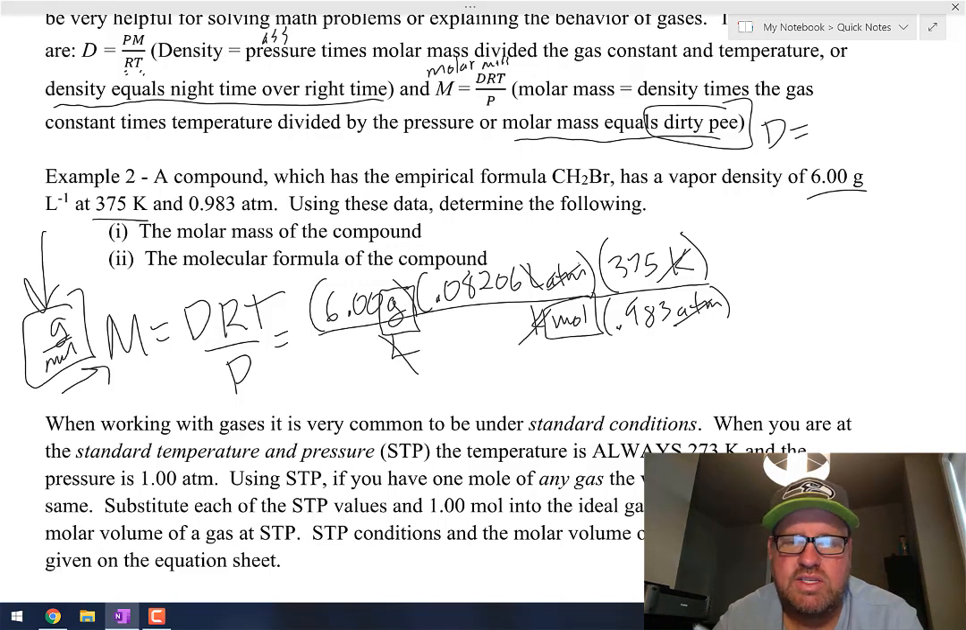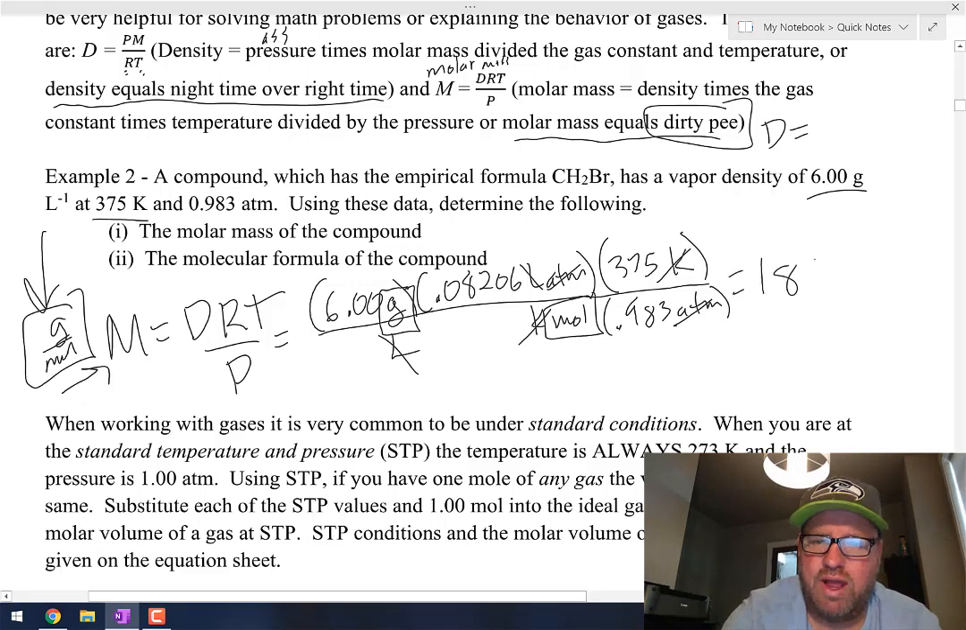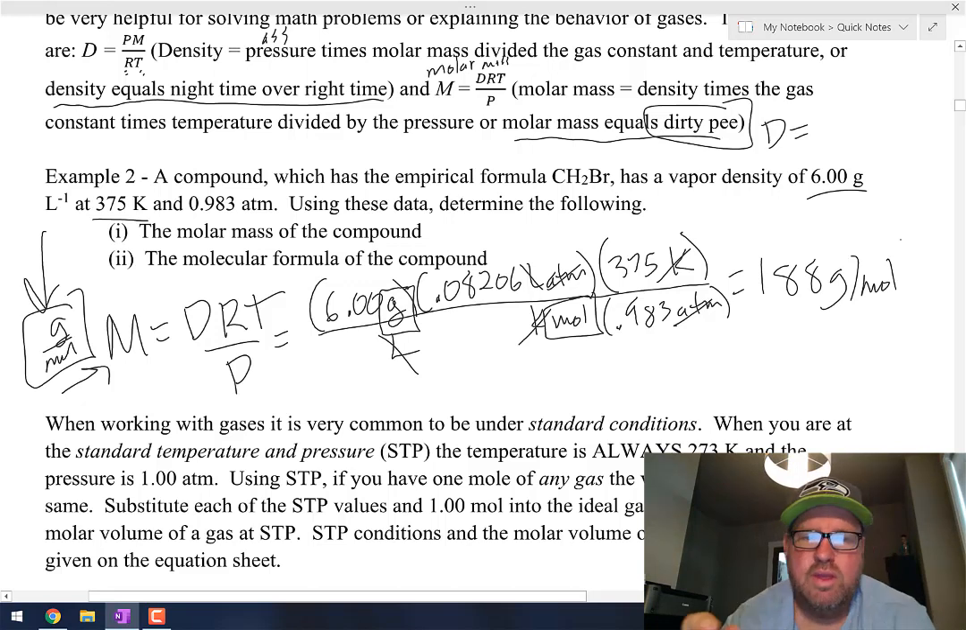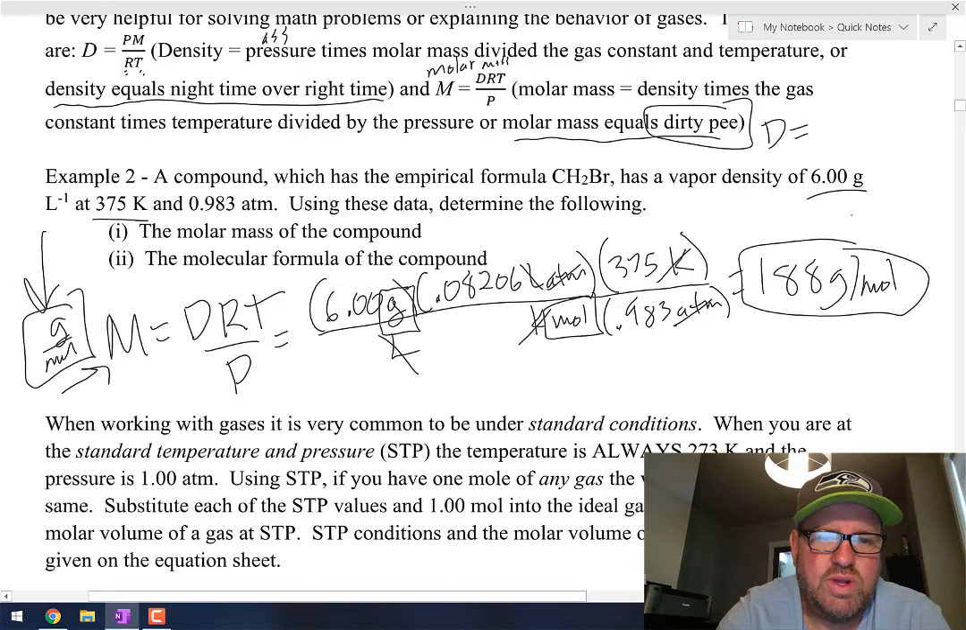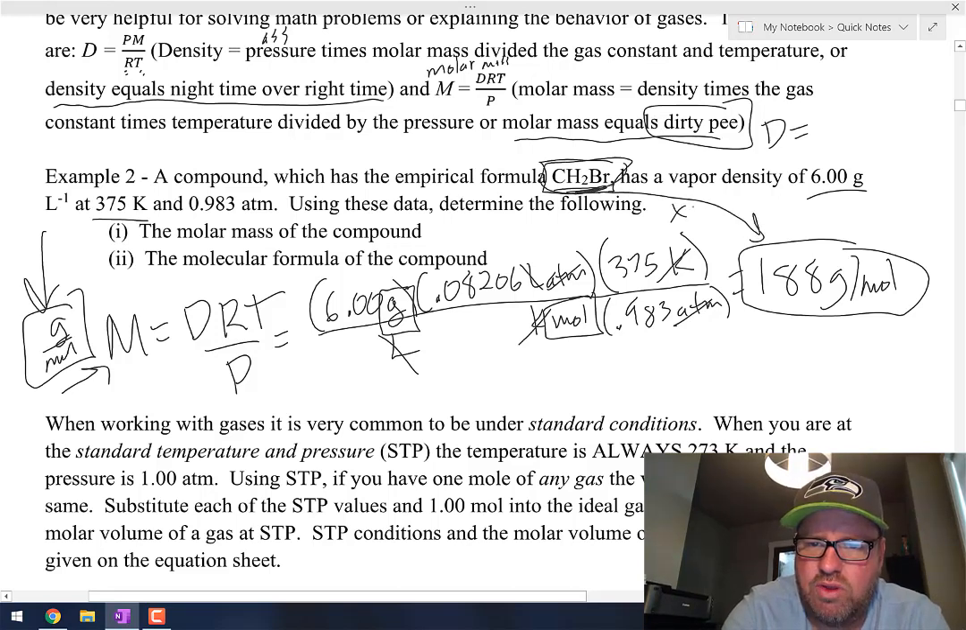So then we just go 6 times 0.08206 times 375 divided by 0.983, and I get right around 188 grams per mole. So that's part 1, finding the molar mass, and then part 2 asks what's the molecular formula. The molecular formula, remember, is the real formula. So we take our empirical formula and we use its mass to figure out what we multiply that number by to get to 188.